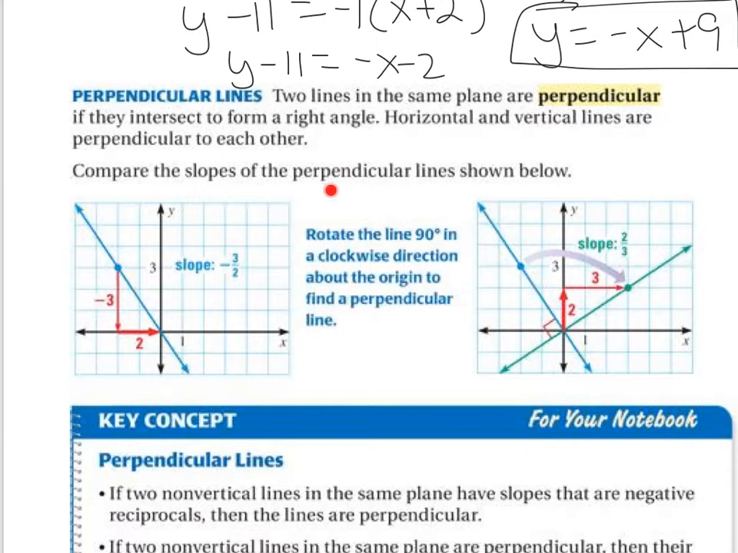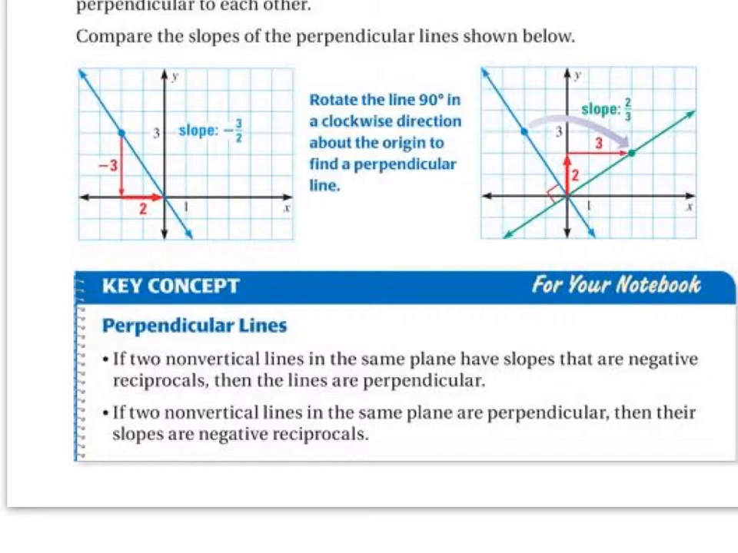So it says compare the slopes of the perpendicular lines shown. So the slope of this first line is -3/2, and the slope of the perpendicular line is 2/3. It's called a negative reciprocal. Because if I think about this, I have -3/2. If I do negative that and flip it, that's how you get the positive 2/3, okay? Because reciprocal means flip the fraction.